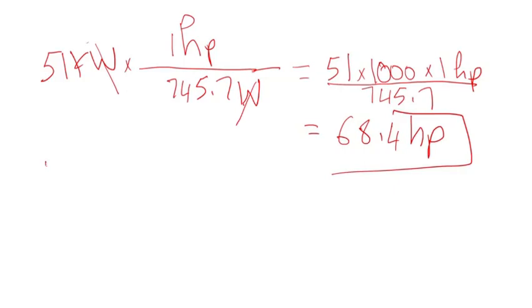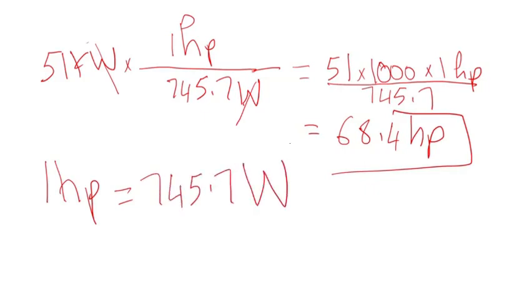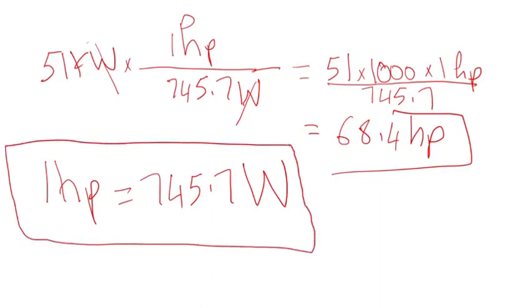So one thing to remember, 1 horsepower is equal to 745.7 watt. Typically when you are dealing with motors, horsepower is used instead of watts.